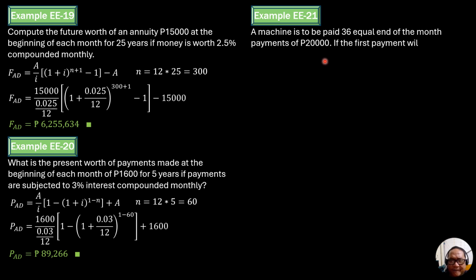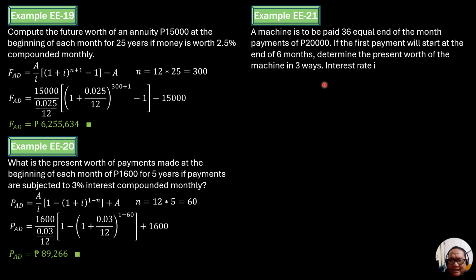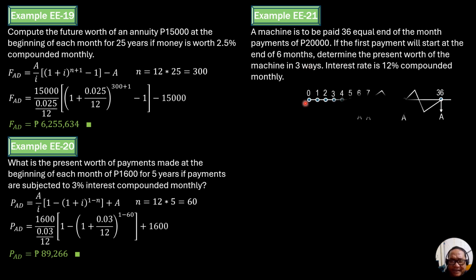Then for the next problem, 21, a machine is to be paid 36 equal end of the month payments of 20,000 pesos. If the first payment will start at the end of 6 months, determine the present worth of the machine in 3 ways. Interest rate is 6% compounded monthly. So 3 ways, I need to draw the cash flow diagram. This is a problem on deferred annuity.